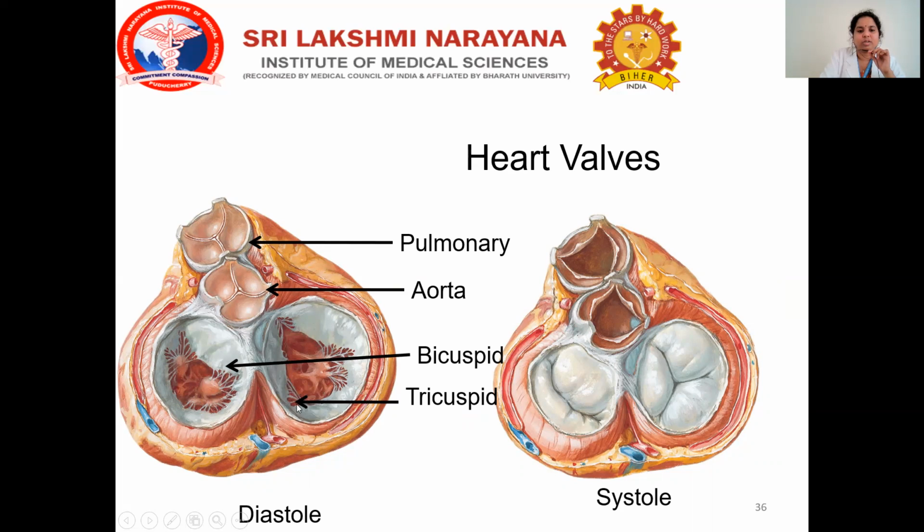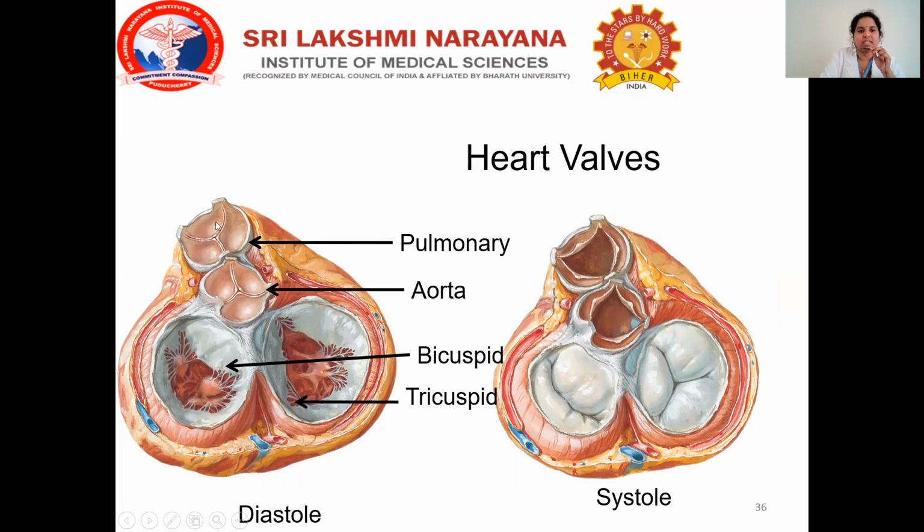This is during diastole of the heart, where the blood from the atria enters the ventricles. At this time, the pulmonary and aortic valves are closed. This is during systole of the heart, where the blood leaves the ventricles through the pulmonary and aortic valves, while the bicuspid and tricuspid valves are closed.